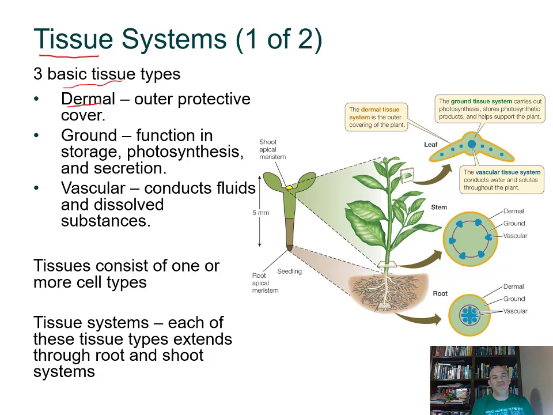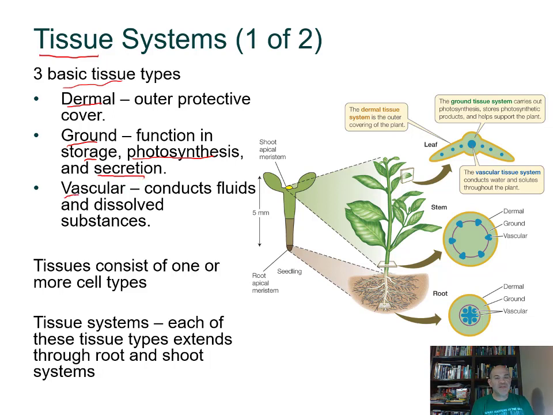There's the dermal, which is the outer protective layer, and this image will help illustrate that. Then there's ground tissue. It's sort of the tissue we see filling in things, but it's not just a filler. It has functions. Some ground tissue may be involved in storage, some is responsible for photosynthesis, and other ground tissue is involved in secreting or releasing things.